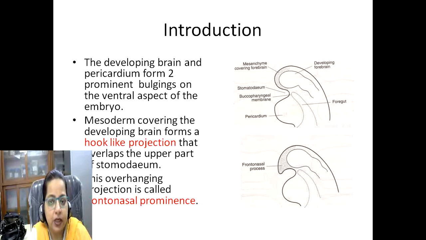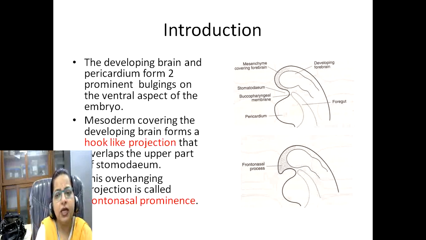Now, every topic has to be introduced. Here in the diagram, you can see a side view of the developing embryo, where you can see the developing forebrain and the pericardium. There are two prominent bulgings on the ventral aspect of the embryo, and this mesoderm developing from the forebrain forms a hook-like projection that overlaps the upper part of the stomodium. This overhanging projection has been named the frontonasal prominence.